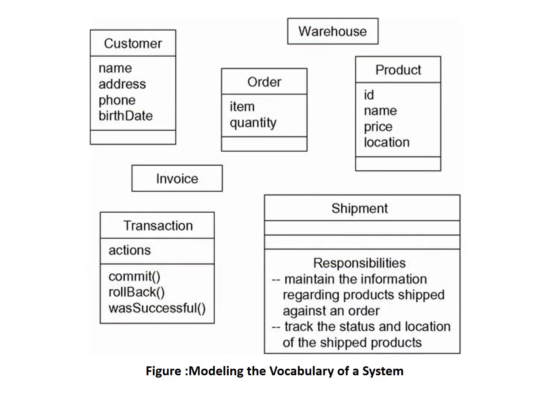This figure includes a few other related abstractions drawn from the vocabulary of the problem, such as Shipment, that is used to track the orders, Invoice, used to bill the orders, and Warehouse, where products are available for the shipment. There is also one solution related abstraction, Transaction, which applies to orders and shipments.